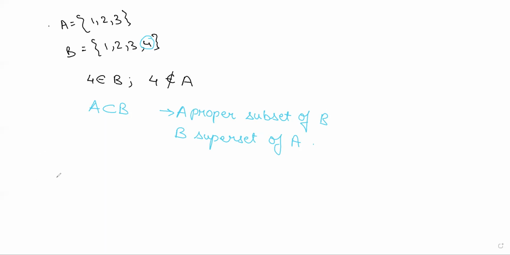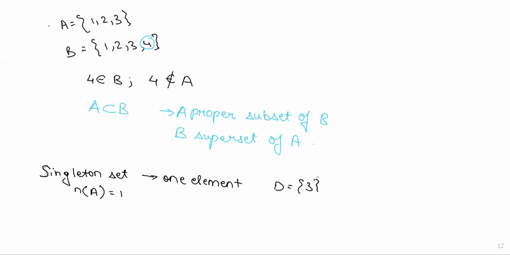Next topic in this is singleton set. A set is singleton if n of that particular set is equal to 1. That means there's only one element. So D is equal to {3}. It has only a single element. D is a singleton set, for example.